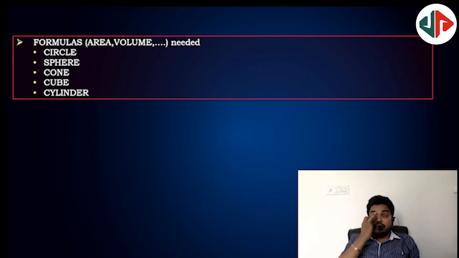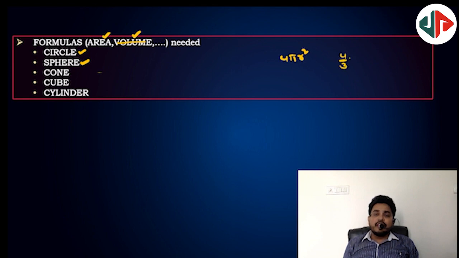So to talk about the rate measures, etc., we require circle, what is the area, and for circle no volume, only area. Sphere, area. Surface area, volume. Area of sphere, area means that is a surface area, that is 4 pi r square. Volume is 4 by 3 pi r cube.